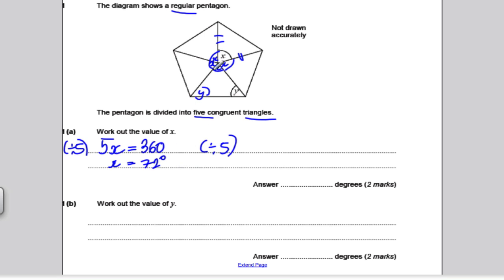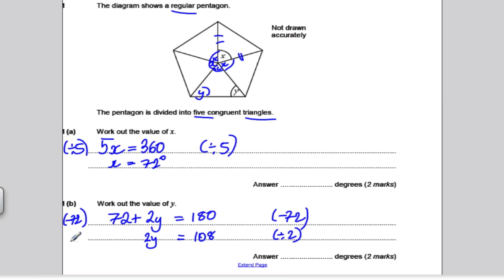And you must know you've got your x is 72, angles in a triangle add up to 180. So 72 plus 2 lots of y must be 180. Okay, and solve a two-step equation from there. Subtract 72 from both sides. So you get 2y is equal to 108. And divide both sides by 2 to get what 1y is. Y is therefore 54 degrees. Okay, 54 degrees. And you're done.